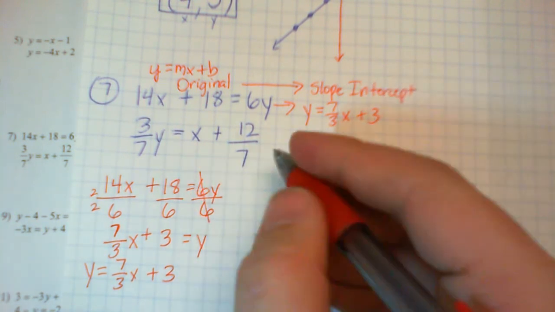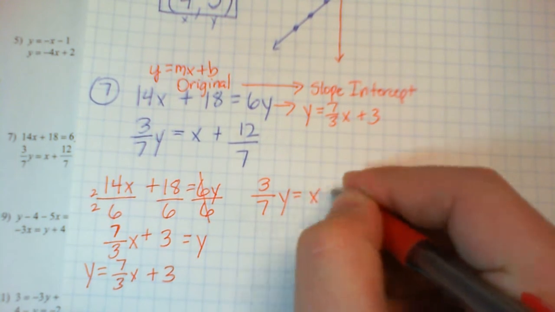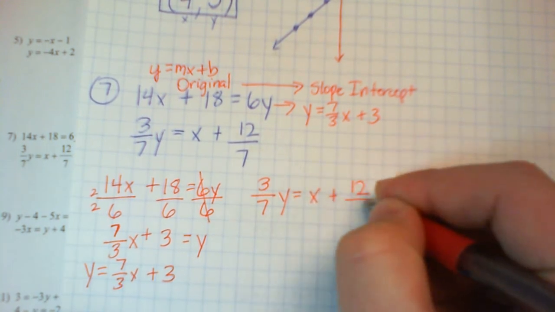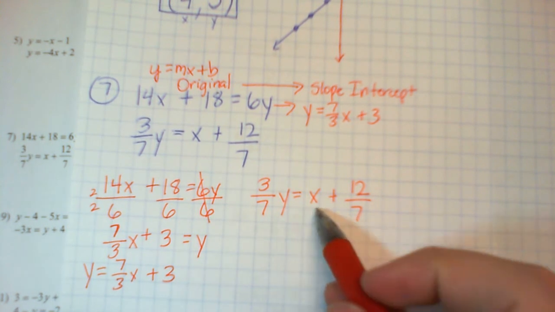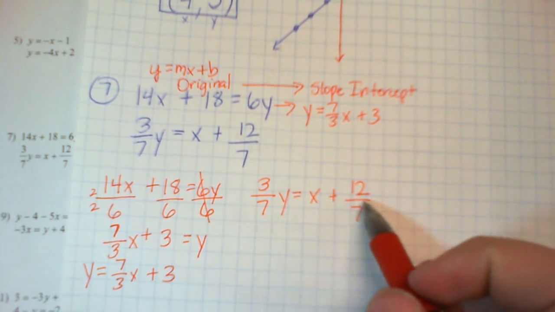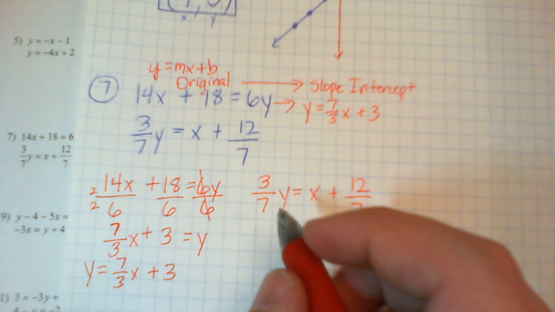Now I have to work the other one. I have 3 over 7y is equal to x plus 12 over 7, or 12 sevenths. So I have the y in the right place, and I have the x, and I have this constant in the right place. So I just need to get rid of this coefficient of 3 sevenths on the y. So I'm going to do that.